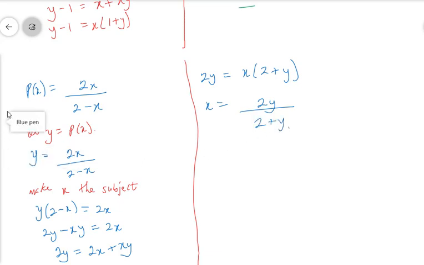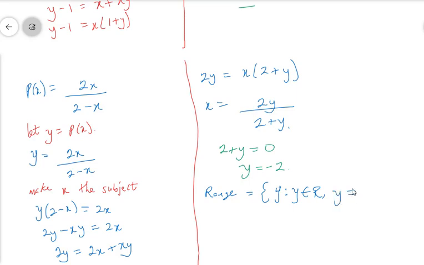Now to find the possible values of y that are going to make x defined, I equate the denominator to 0 and exempt the answer I get from the set. So this becomes 2 plus y is equal to 0. Therefore y can be said to be -2. I can rewrite my range as the set of y such that, you have to take note, domain goes with x and range goes with y, such that y belongs to real numbers but y is not equal to -2. When y is equal to -2, x becomes undefined. So this becomes the range of this question.